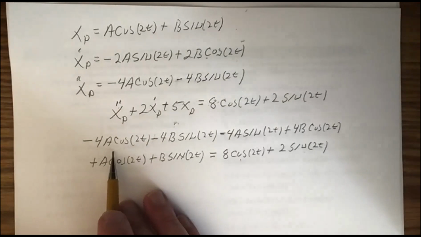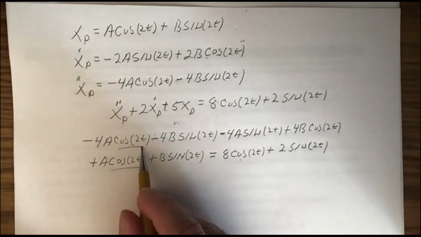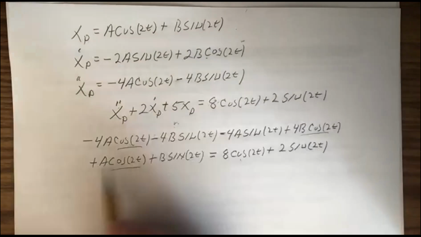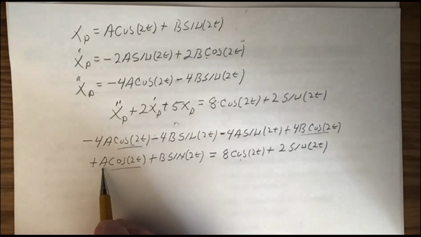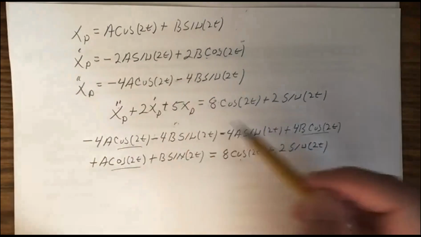Here I got a minus. Here's a cosine. Here's cosine, here's cosine, and here's cosine. Right. So let's see. Oh, this is multiplied by 5.